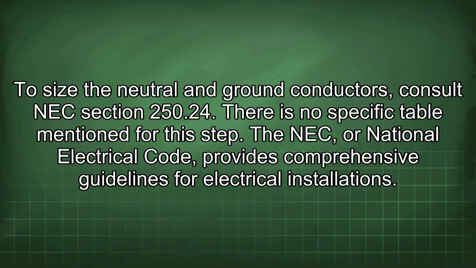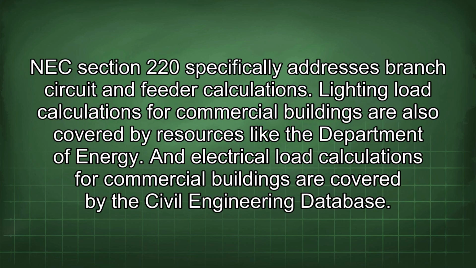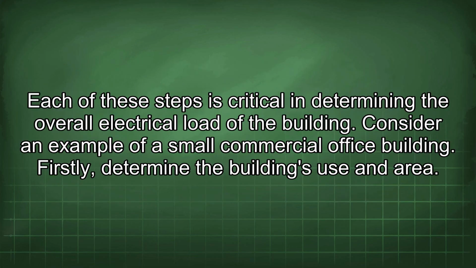The NEC, or National Electrical Code, provides comprehensive guidelines for electrical installations. NEC Section 220 specifically addresses branch circuit and feeder calculations. Lighting load calculations for commercial buildings are also covered by resources like the Department of Energy. And electrical load calculations for commercial buildings are covered by the Civil Engineering Database. Each of these steps is critical in determining the overall electrical load of the building.